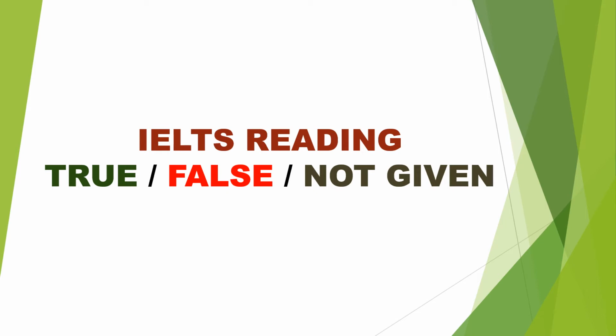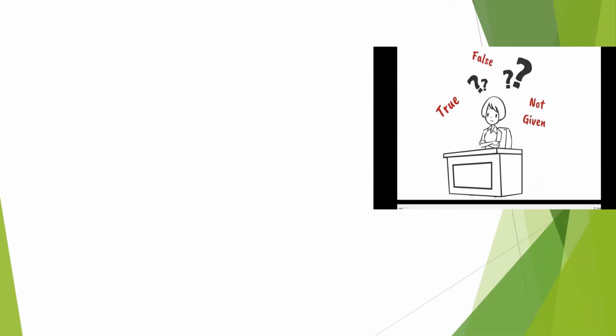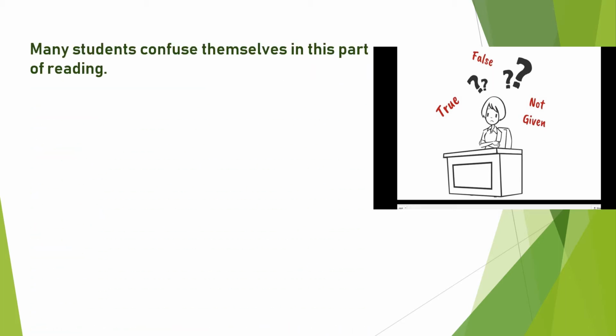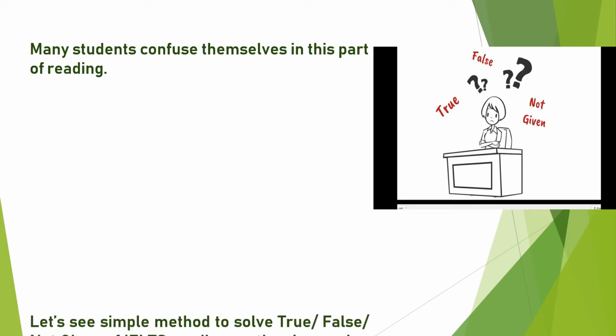So today in this lesson we are going to see how to solve and clear True, False, Not Given question types of the IELTS reading section. Many students find this very difficult because they are not able to differentiate between True or Not Given, or False and Not Given. So when it is Not Given, they write True, and sometimes when it is False, they write Not Given. So it is a bit confusing.